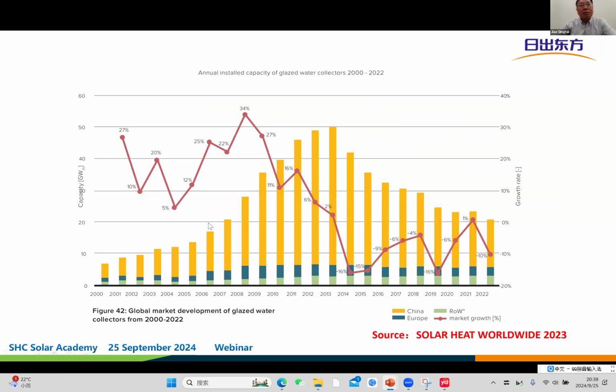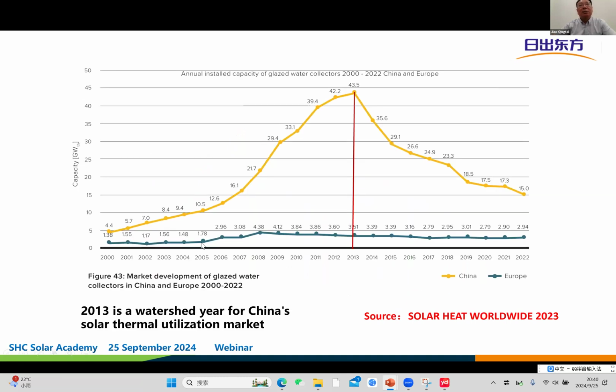But when you notice this figure, you can find there is one very important year, 2013. This is for the global market, but mainly it's because of the Chinese market. This figure shows the Chinese market and the European market. The blue line is the European market, which is more stable. But for the Chinese market, the yellow line, you can find before 2013, the Chinese solar thermal market grew very, very fast. But after 2013, the market decreased also very fast. So we usually say in China that 2013 is the watershed year for the Chinese solar thermal market.